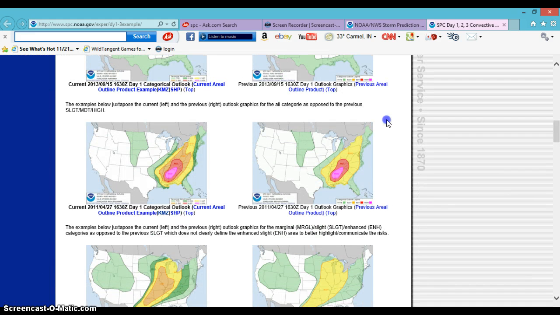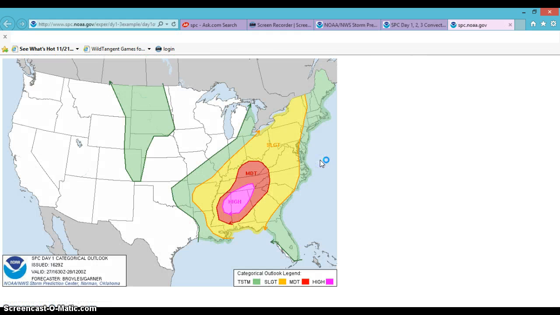So just another look. This is April 27, 2011. You have your slight risk, you have your moderate risk. That's a pretty serious threat of severe weather. And then you have your high risk. High risk is relatively rare, and it's the one you never want to see. It usually means a lot of problems. So again, this was back on April 27th, 2011.